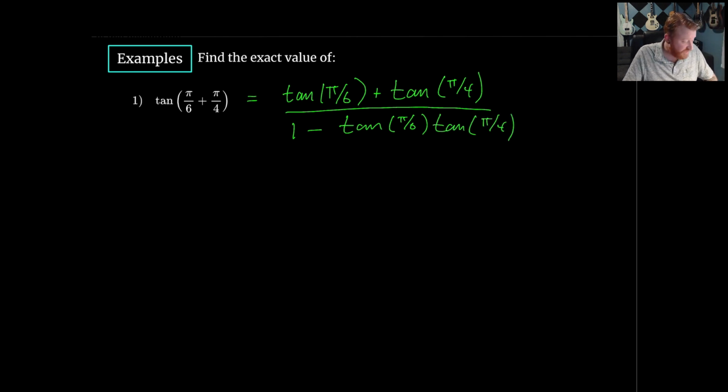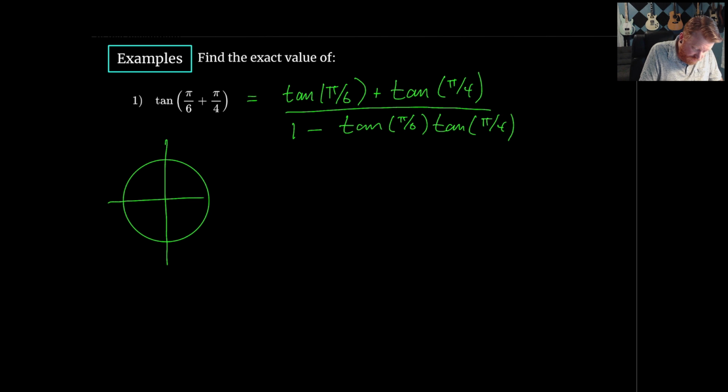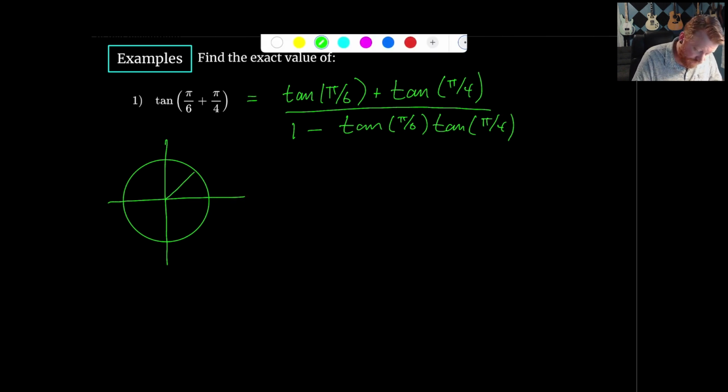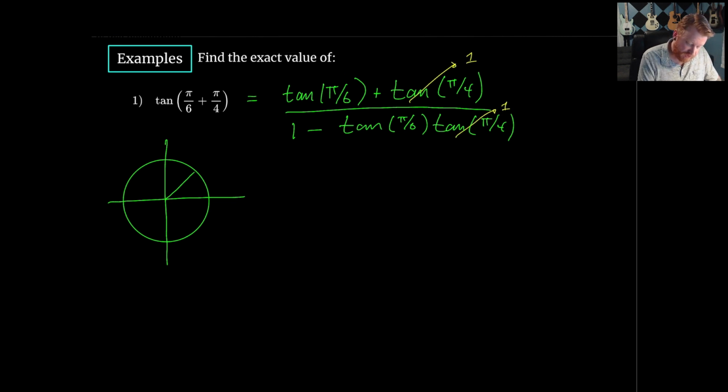Now I just need to know what all these values are, so I'll just draw a unit circle off to the side and remind myself of all of these tangent values. Tangent of pi over 4, that's a straightforward one. That's just going to be 1. So just to get these in here, I know that tangent of pi over 4 is just going to be 1.